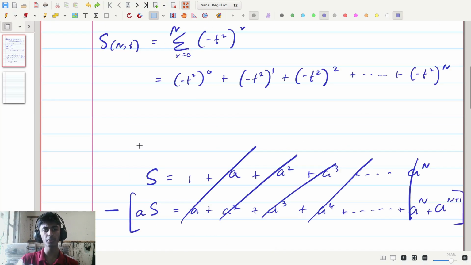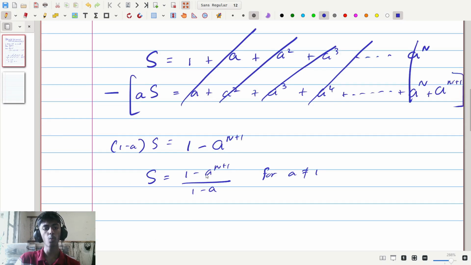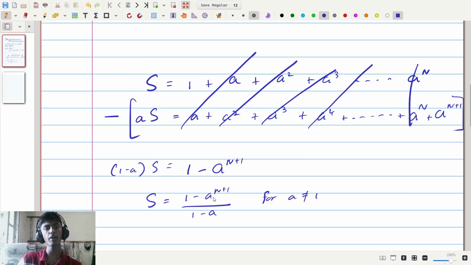Applying this principle to the series we have over here. The first term here is equal to 1. The next term is equal to 1 times this common ratio of negative t squared. The next term is the previous term times that common ratio of negative t squared, and so on. Therefore, this sum can be written as, as we go down here, we can see at the bottom we have 1 minus a to the power of n plus 1 divided by 1 minus a.